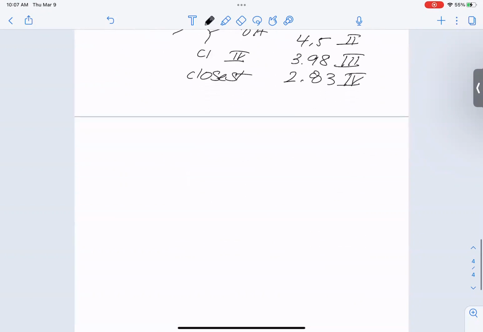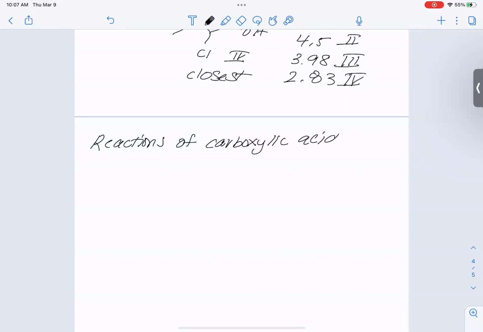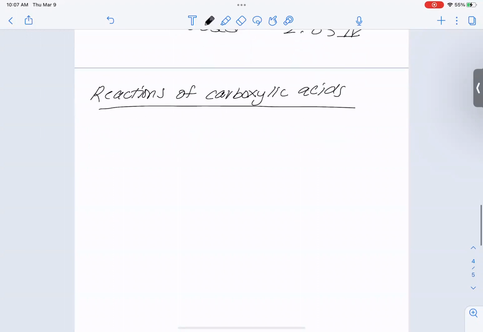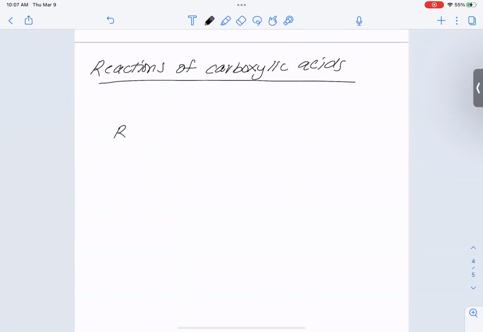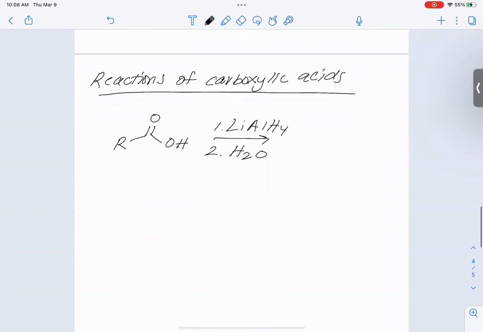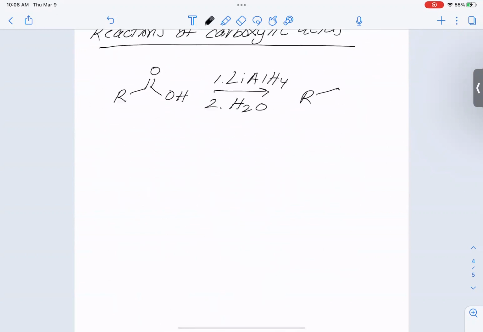Your reactions of carboxylic acids. We can take a carboxylic acid, and this was on the exam as well, and treat it with lithium aluminum hydride. And we get a primary alcohol. Okay.